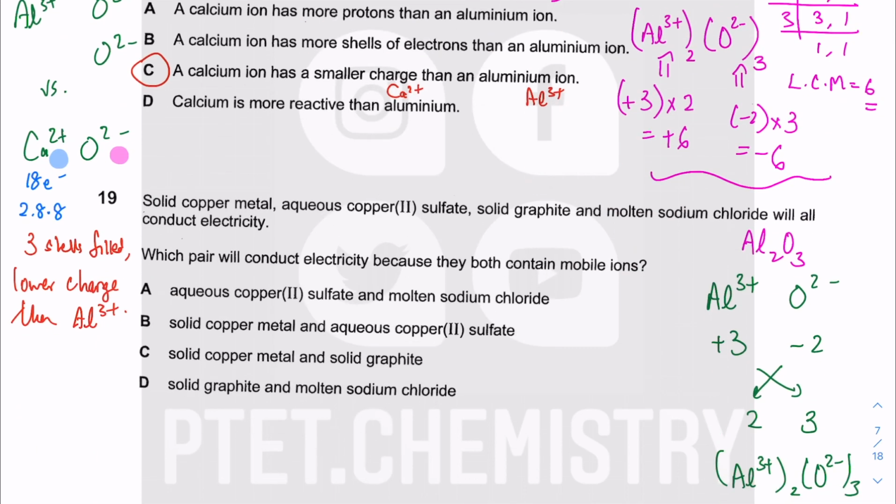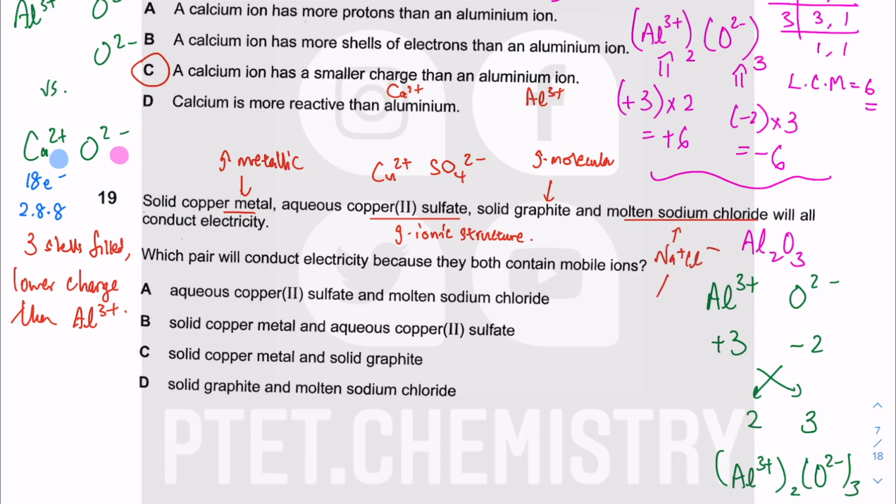Question 19. So you have copper metal, you have copper(II) sulfate. Sulfate is this SO4 2-, Cu2+. So it's a giant ionic structure, as you could see, metal cations and these polyatomic nonmetal anions. This is a giant molecular structure. This is a giant metallic structure. So these are your vocabulary. Molten sodium chloride. So there is your giant ionic structure as well. This is aqueous. Remember, the ionic compound can conduct when molten and aqueous, because the ions are free to move around to conduct electricity.